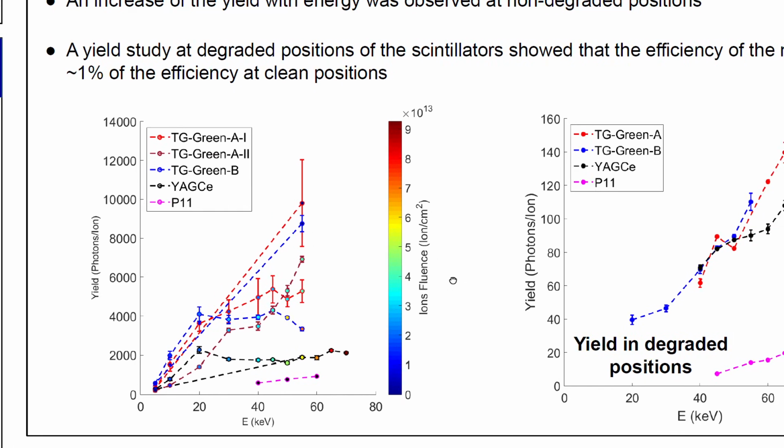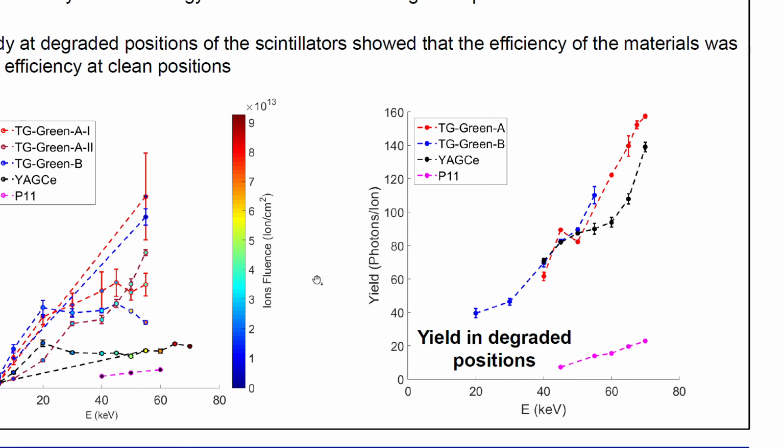In order to study the yield dependence on energy when the scintillator is fully damaged, we have done this measure in a position where irradiation has created enough damage in the scintillator in order not to inhibit more light, more efficiency. As we can see, when we increase the energy of the incident ions, we also increase the yield of the scintillator.